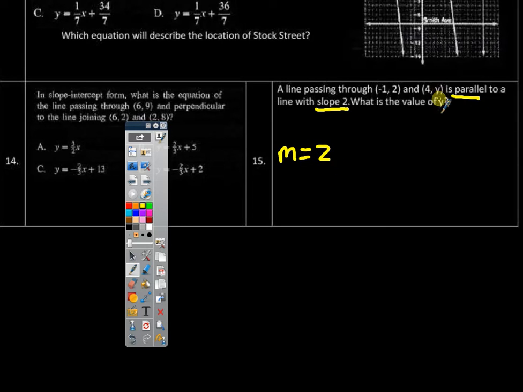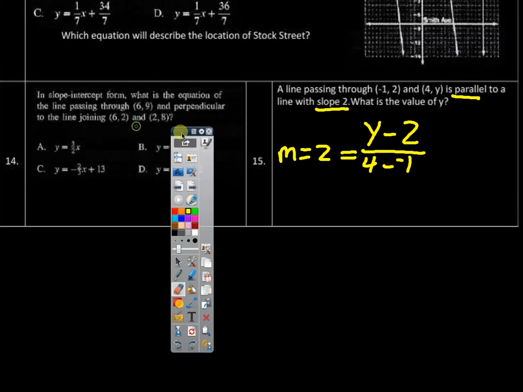How do I get y? Well, given 2 points, just like over here, we need to solve for it. So now what we're going to do is get y2 minus y1. So y of the second point, which is y, minus y of the first point, which is 2, over x of the second point, which is 4, minus a negative 1.